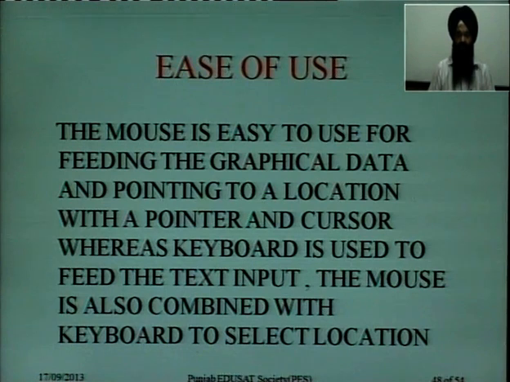The advantage of the mouse is its ease of use. The mouse is very easy to use for feeding graphical data and pointing to a location with a pointer and cursor, whereas the keyboard is used to feed text input. The mouse is also combined with the keyboard to select a location. So as I have already discussed, these two devices are complementary to each other.